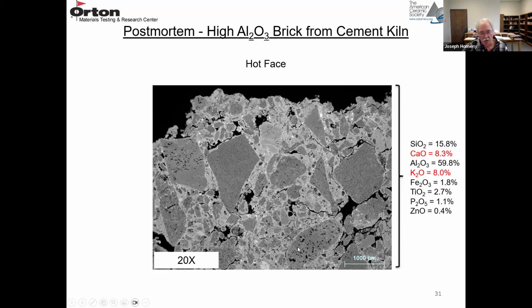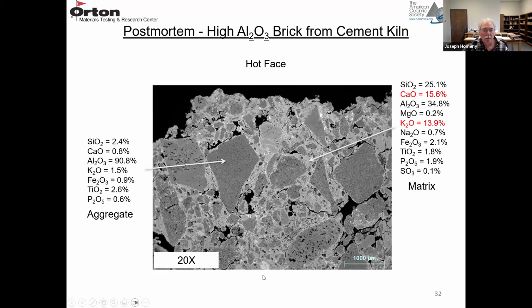So if you do the chemistry at low magnification at 20x, the alumina content's about 60%, the silica about 16%, and the lime and potassium oxide are from the charge. They're not part of the original refractory. They've infiltrated at the hot face. So if you look at the aggregates here, they're at least a 90% alumina aggregate.